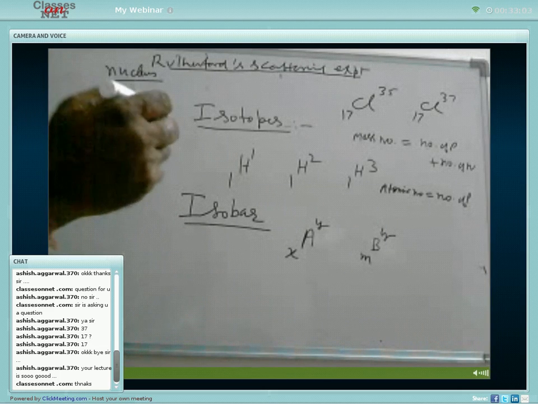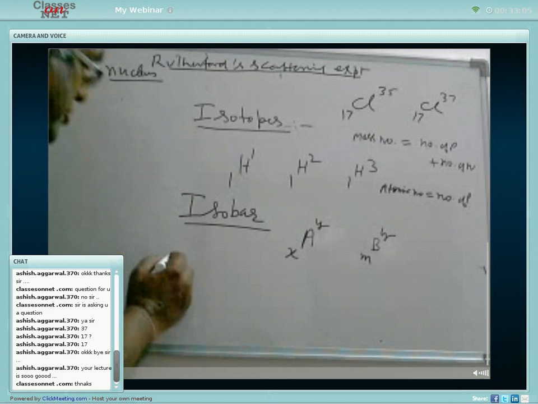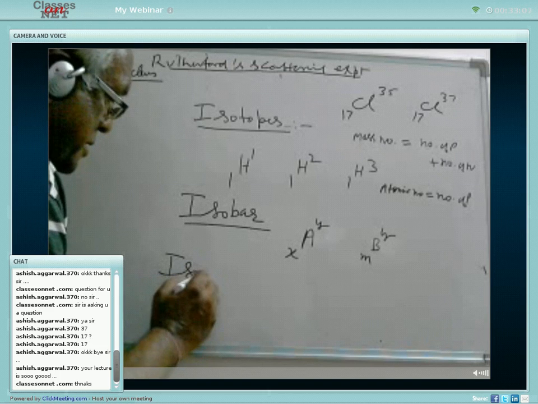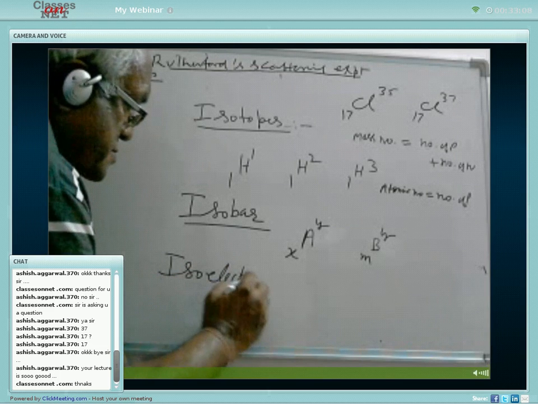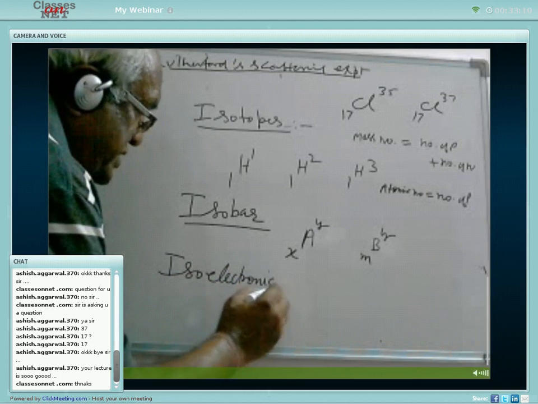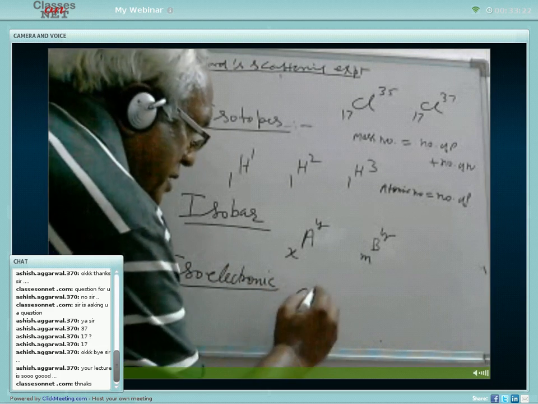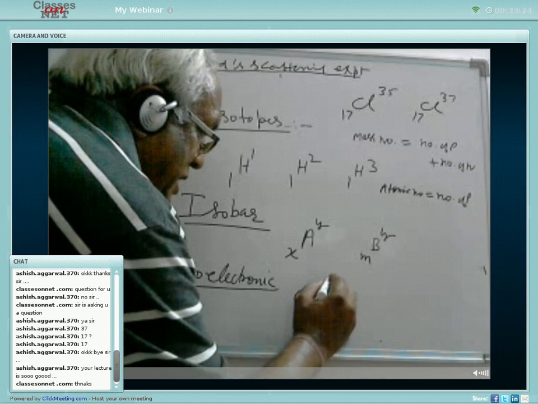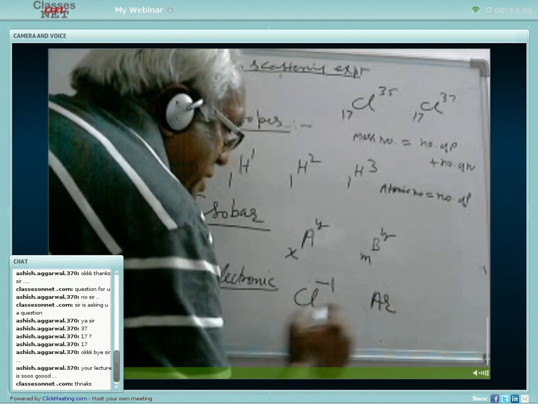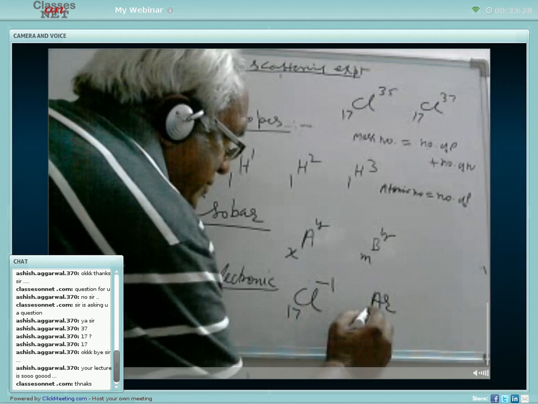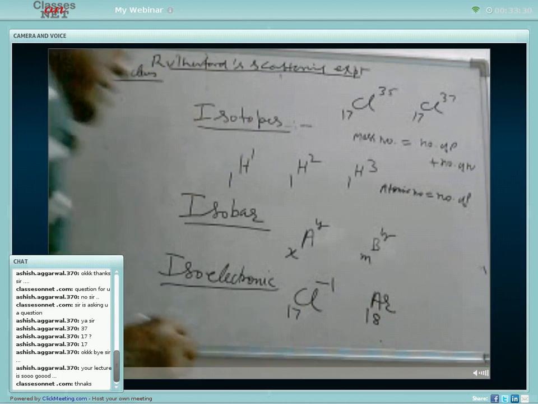Now the isoelectronic. Isoelectronic species are those in which the number of electrons or the number of charge is the same. Isoelectronic are the species which have the same number of electrons. For example, chlorine -1 and argon. Its atomic number is 17, it is 18.